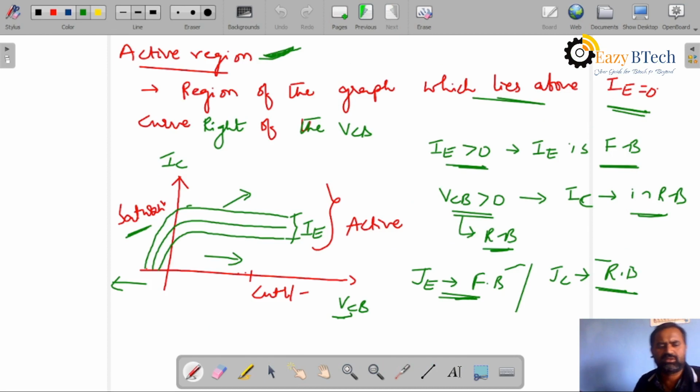Okay students, this is about the common base configuration. In the next class we will study common emitter configurations. Thank you.